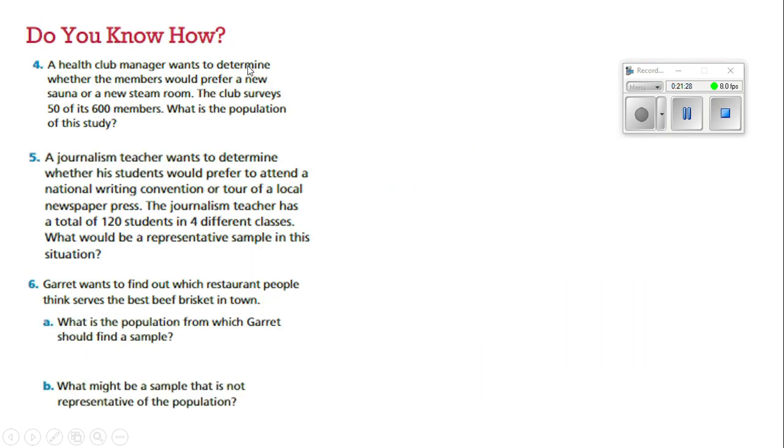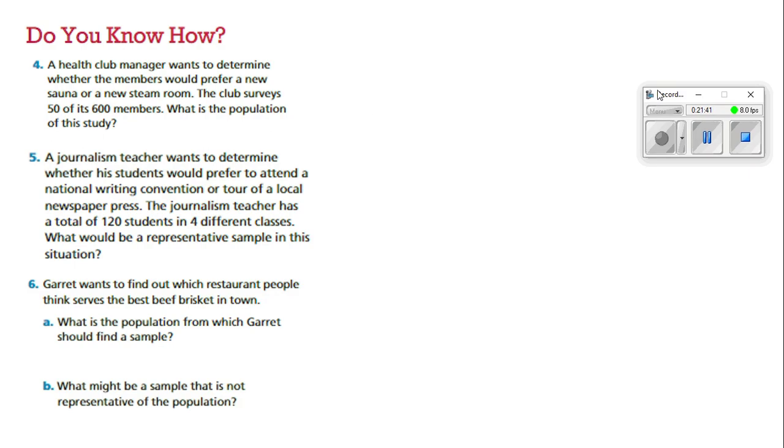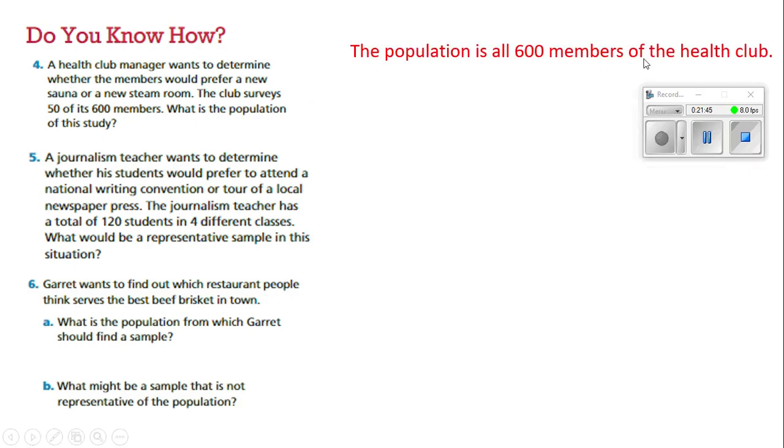The health club manager wants to determine whether the members would prefer a new sauna or a new steam room. The club surveys 50 of its 600 members. What is the population of the study? Remember, the population is the total. So that's going to be the 600 members that are in the club.